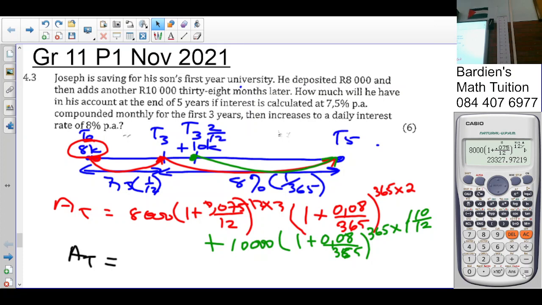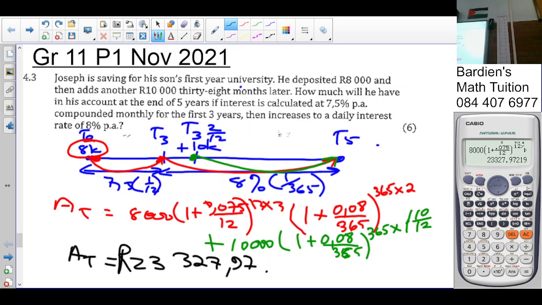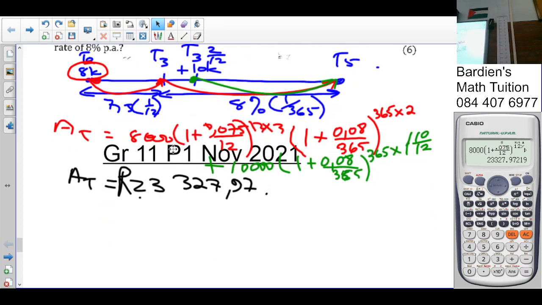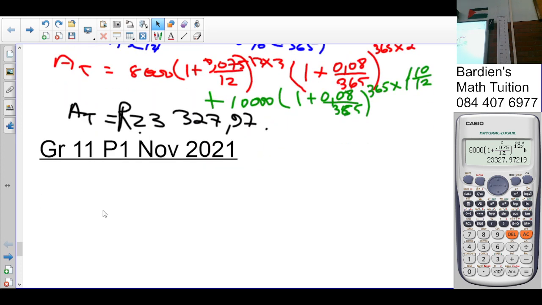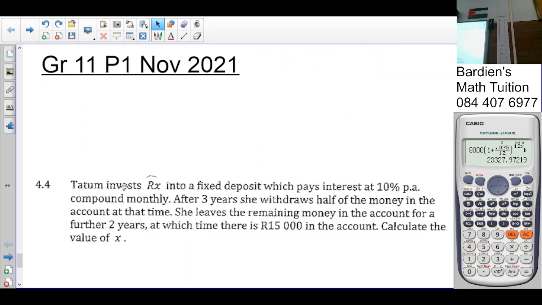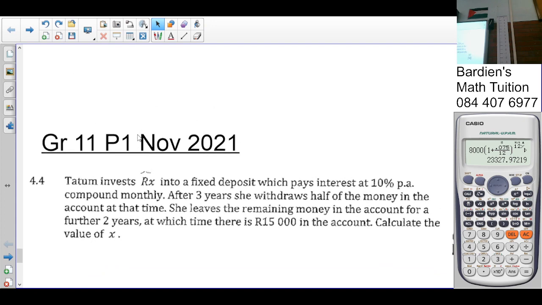23,327 rand. Is that correct? 23,327 rand and 97 cents. Okay. It's a nice question there. As I said, there are many ways that that particular sum could have been answered. Okay. Let's look at 4.4.